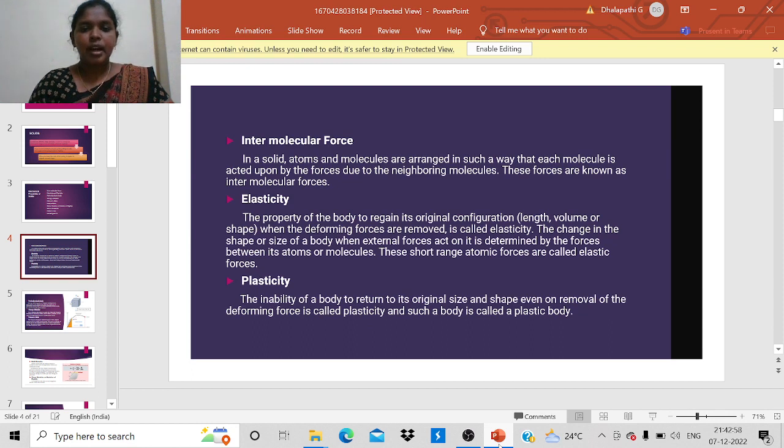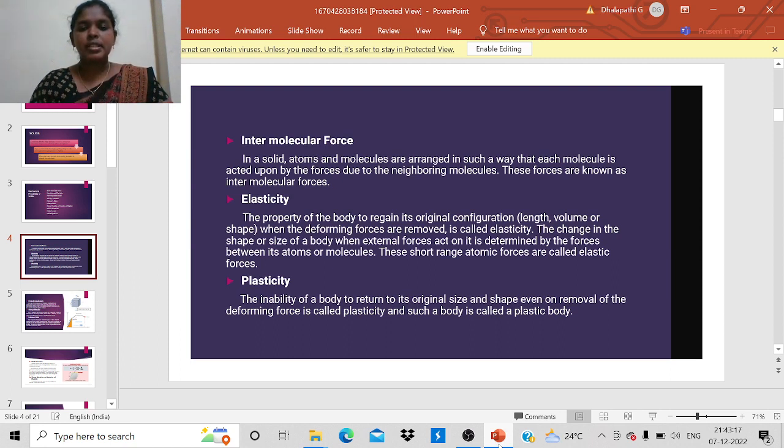Elasticity. Elasticity is the property of a body by which it regains its original shape and size when the deforming force is removed. The change in the shape and size of a body when an external force acts is determined by the forces between its atoms or molecules.